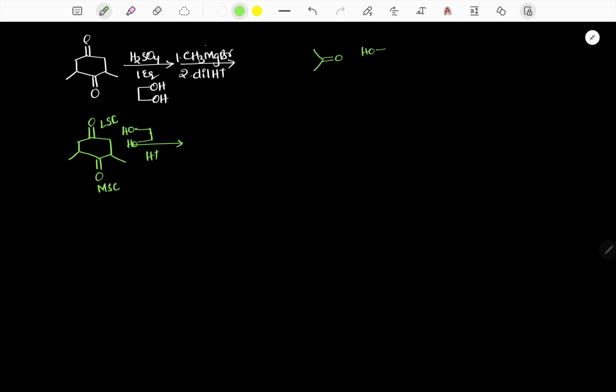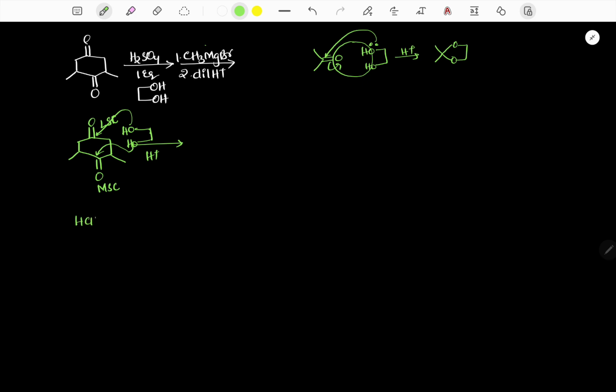When an aldehyde or ketone reacts with ethylene glycol in the presence of H+, we have to remove the H2O and form the corresponding cyclic acetal. Here the reaction starts from nucleophilic addition. Both are nucleophilic additions. Now which one is more reactive?